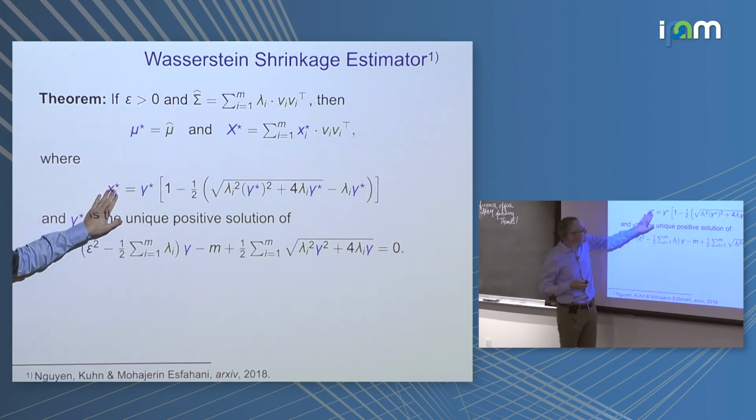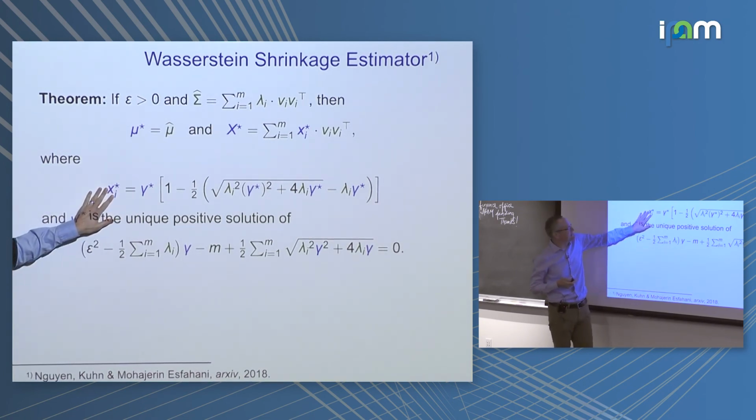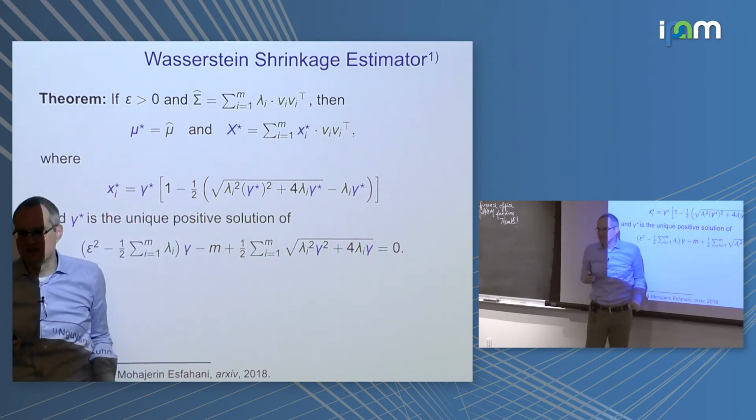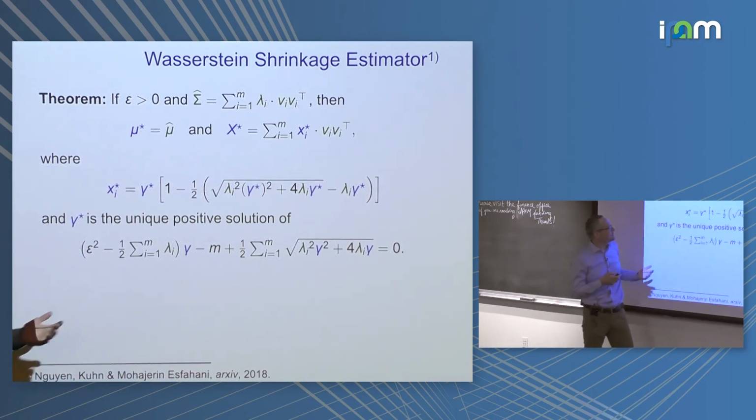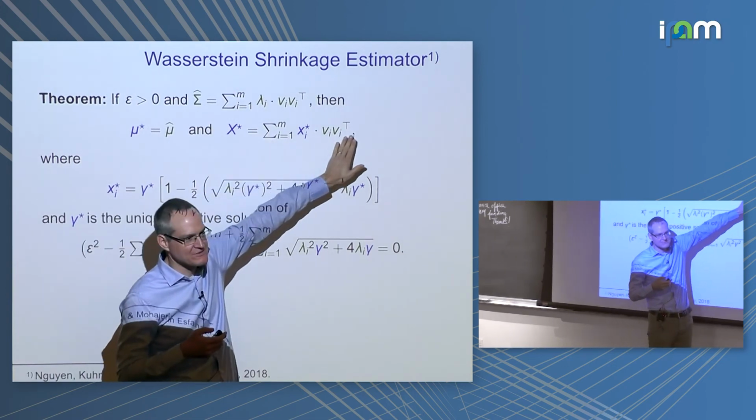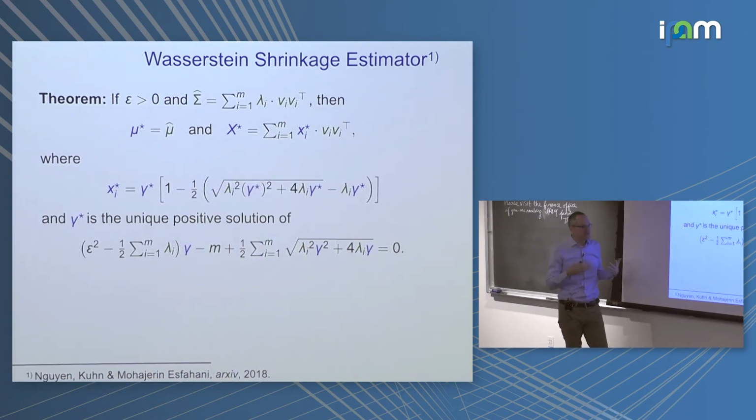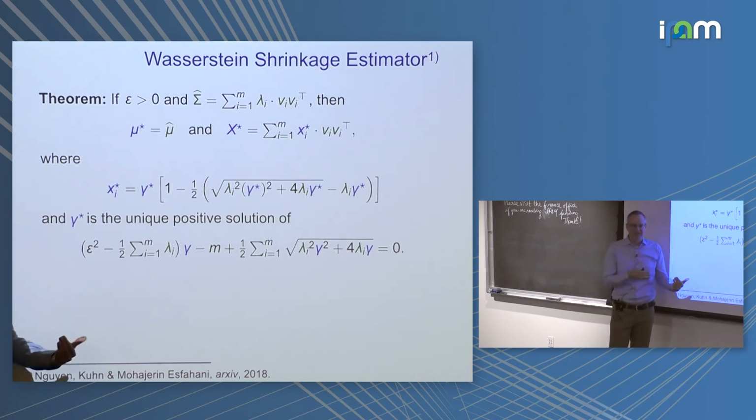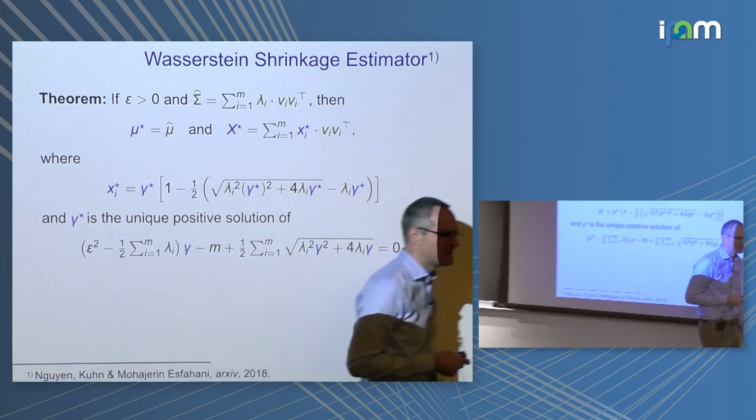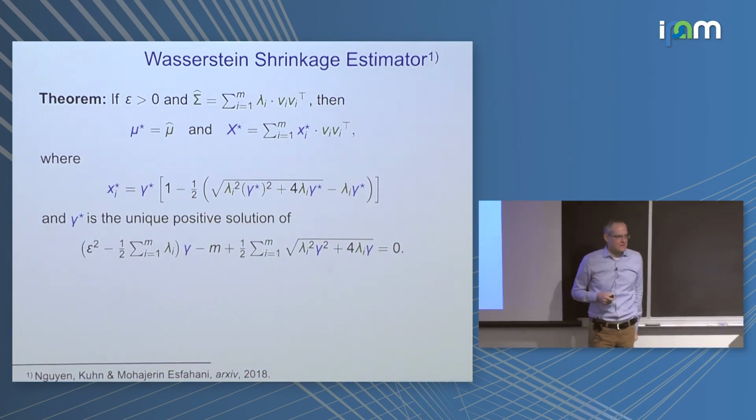Because the eigenvalues of our estimator are just nonlinear transformations of the sample eigenvalues, we can think of this estimator as a nonlinear shrinkage estimator. So this shows that the robustification results in a shrinkage estimator, and shrinkage can be seen as a form of robustification as well.